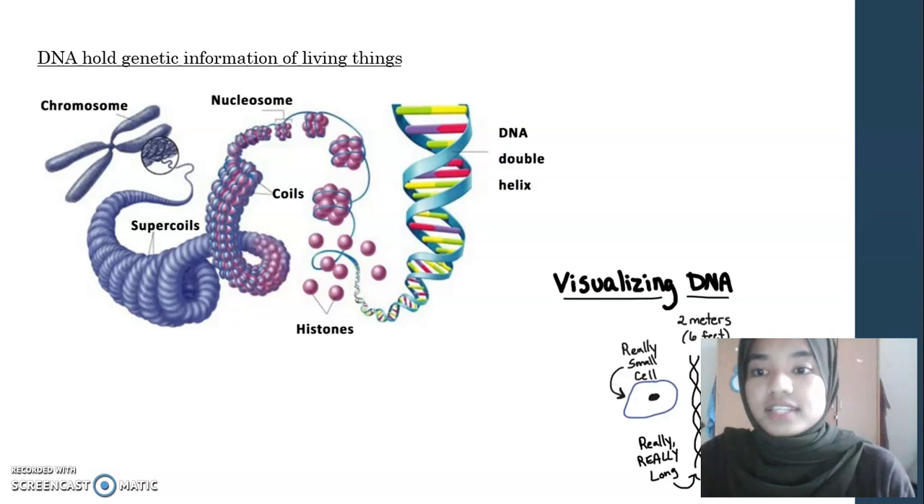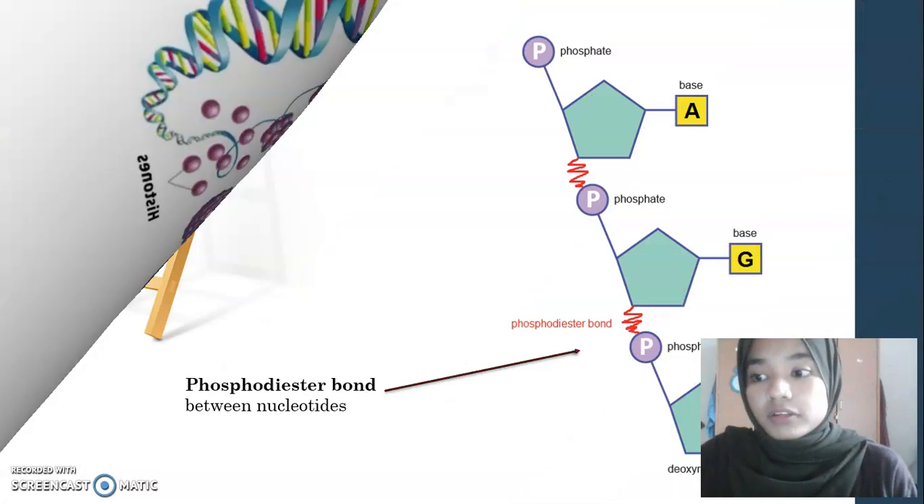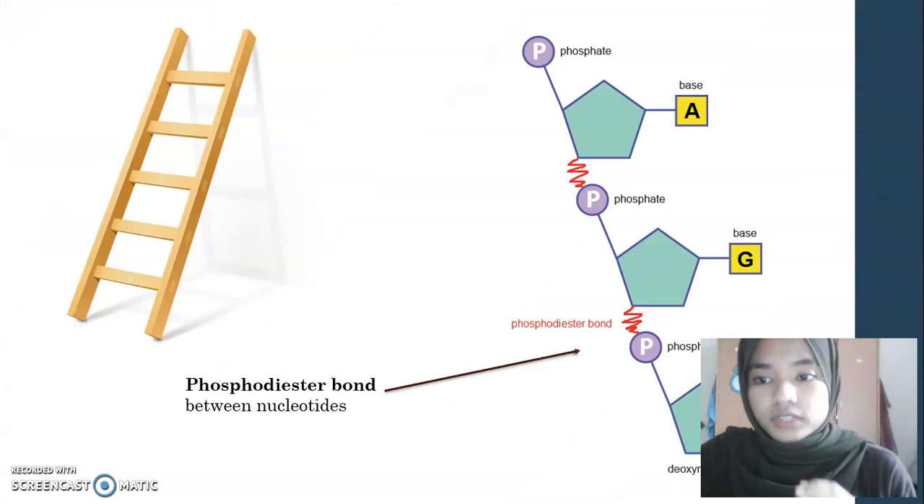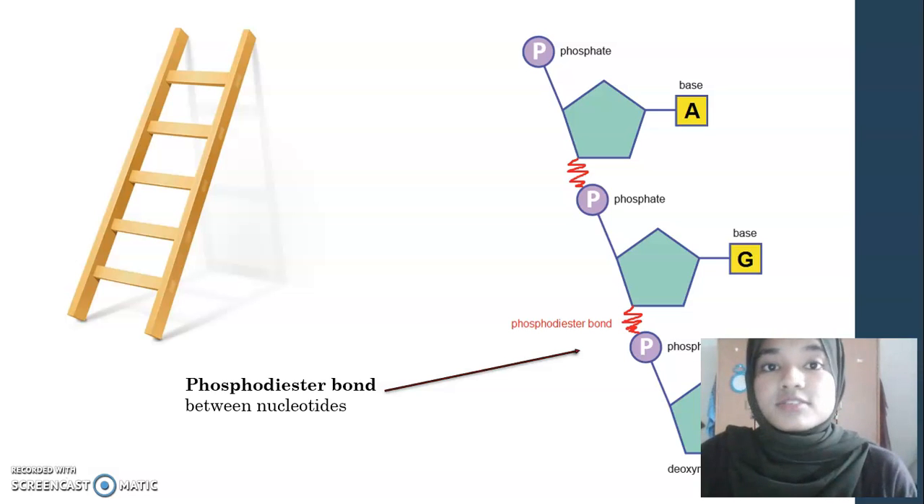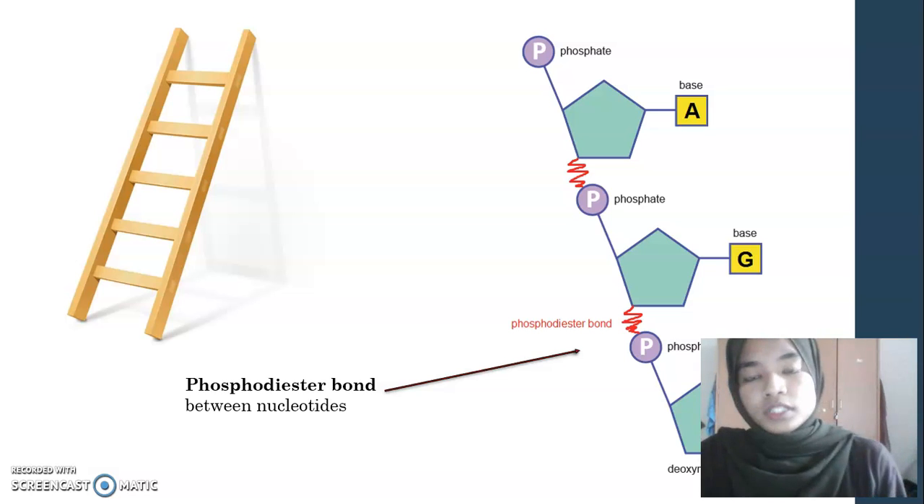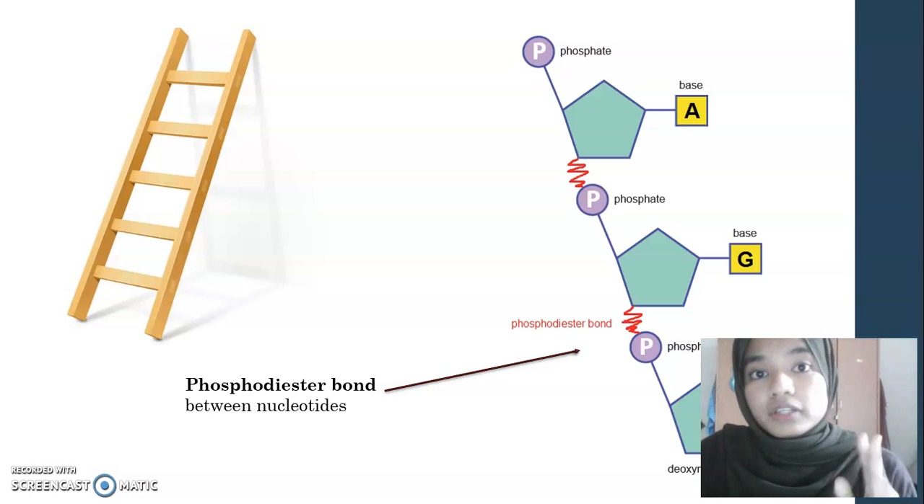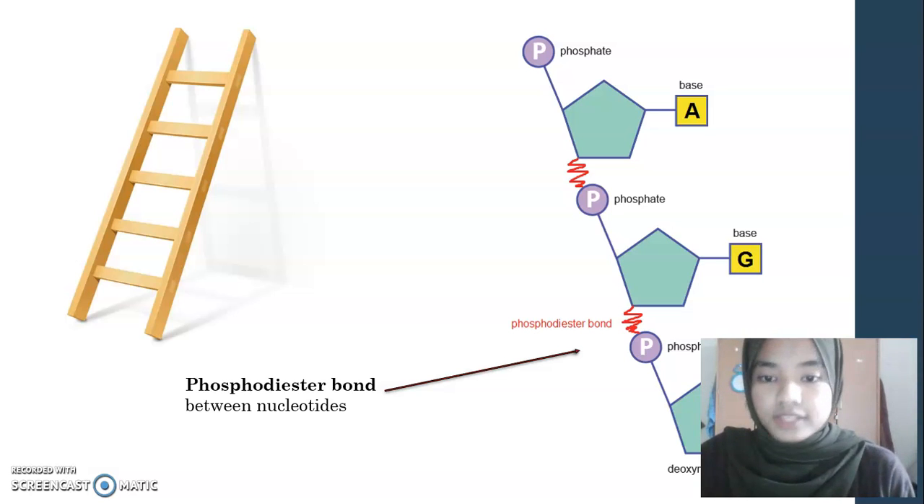Based on the Watson and Crick model, the polynucleotide strands twist around each other, forming a shape that looks like a twisted ladder, and it is called a double helix. The polynucleotide strands are joined by phosphodiester bonds, as we can see in the slide.